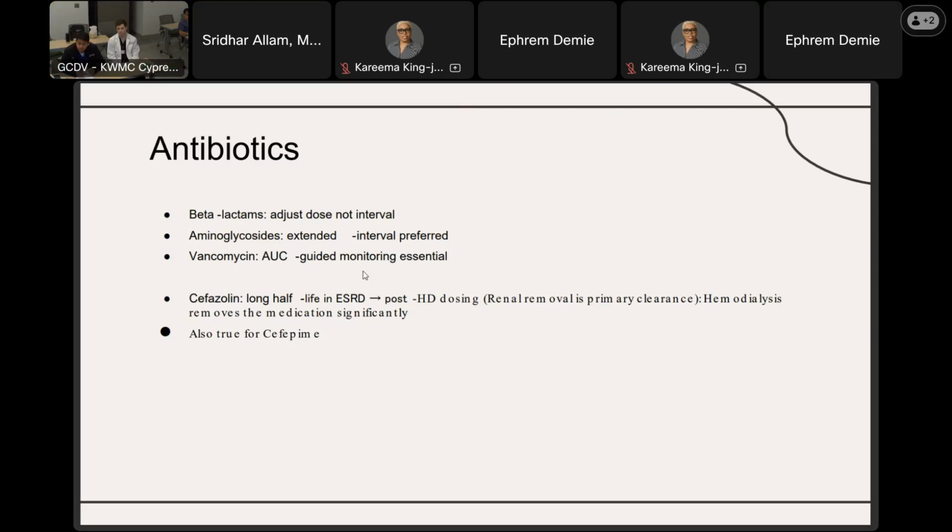Yeah, they have been doing trough levels in the past, aiming for 15 to 20. Nowadays, I think in the hospital setting, they're trying to do AUC calculations. Right. But obviously, in the outpatient setting, it's not practical. Right. So I wonder if we are actually causing more side effects in our dialysis patients because we are keeping the trough level above the therapeutic margin.